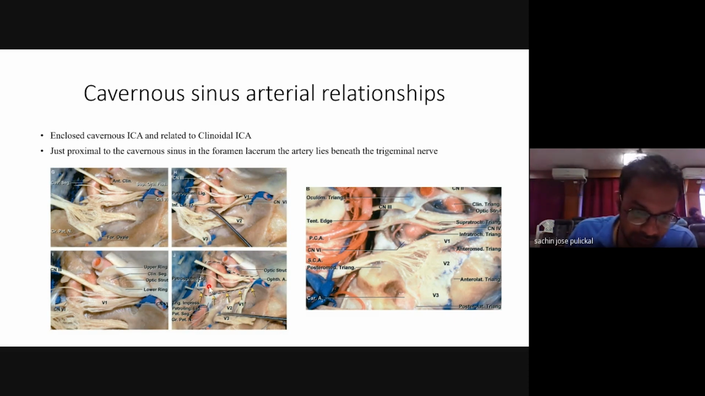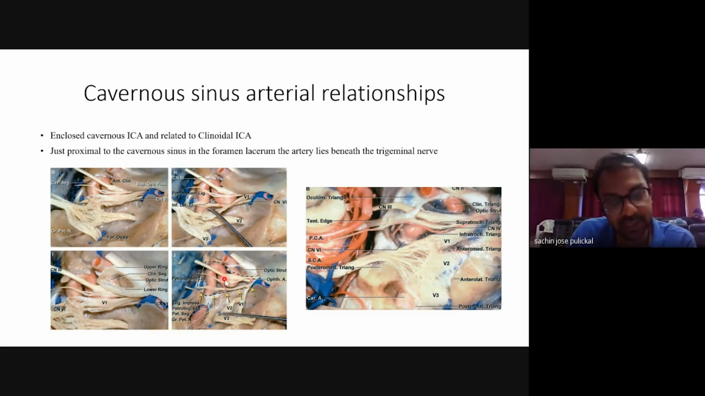As soon as it enters, it takes a bend called the posterior bend of the ICA. In this vertical segment, the sixth nerve arises and lies lateral to the ICA here. So the ICA is intimately related to the sixth nerve through its course in the cavernous sinus. After the posterior bend, it has a small horizontal course. After that, it curves again along the anterior clinoid process, anteromedial to the clinoid process. This segment of the ICA inside the cavernous sinus, till it reaches the roof of the cavernous sinus, this S-shaped structure, is what is called the cavernous ICA.